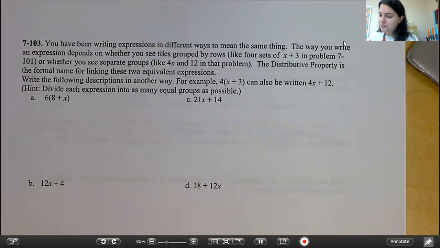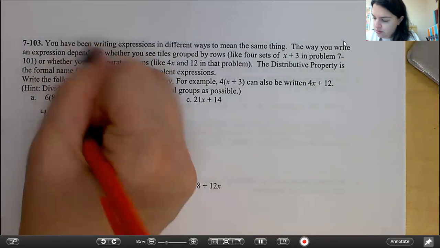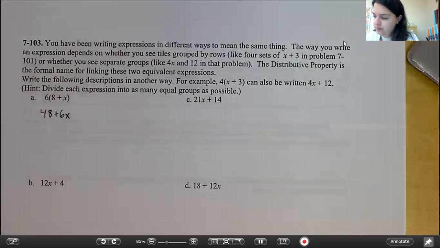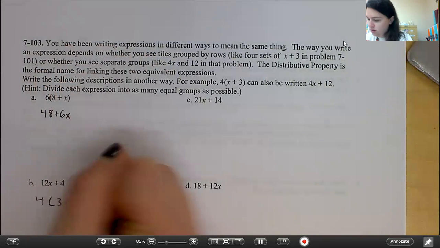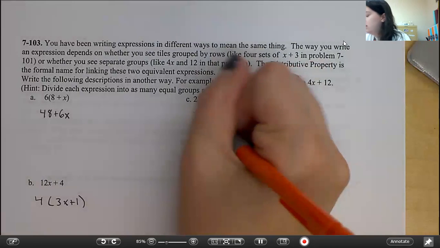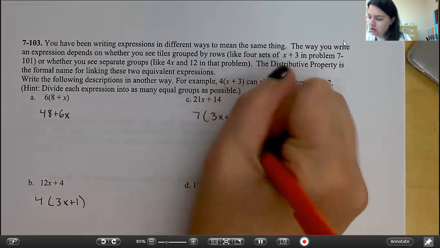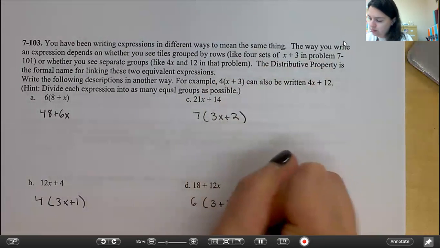All right, so let's take a look here. 6 times 8 is 48, and 6 groups of x would be 6x. B, you were using reverse thinking. 4 times (3x plus 1). C, 7 times (3x plus 2). And D, 6 times (3 plus 2x).